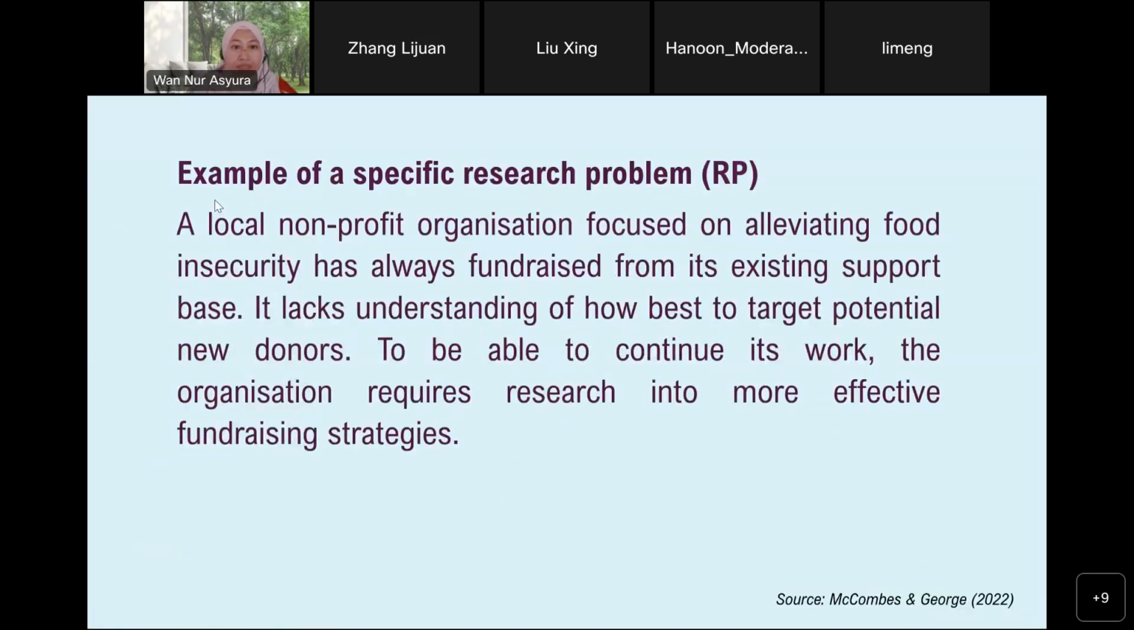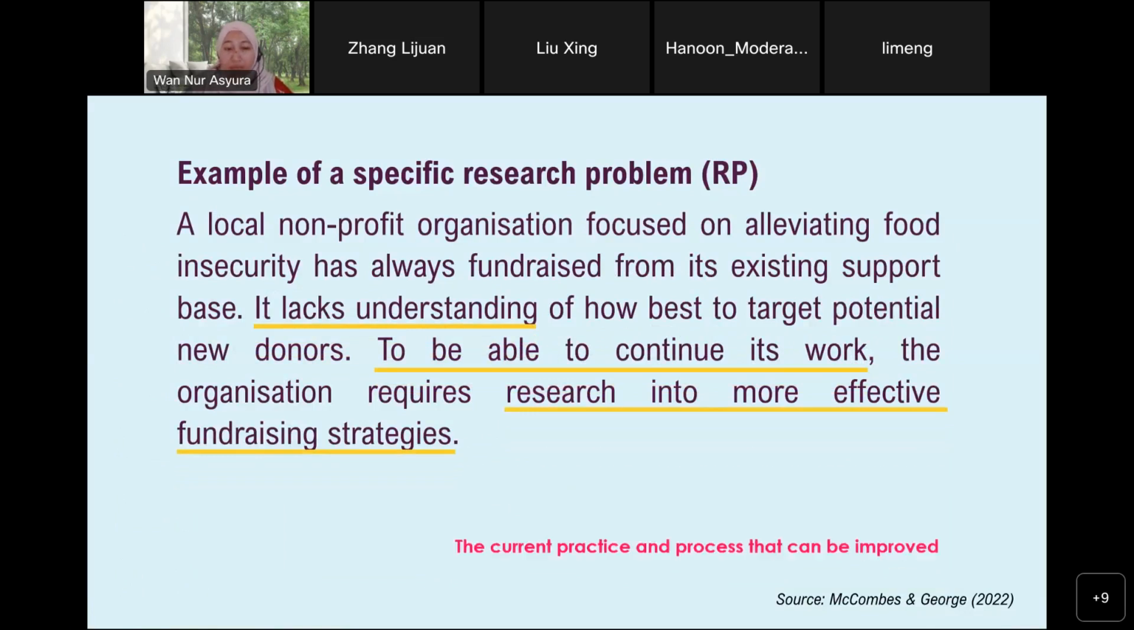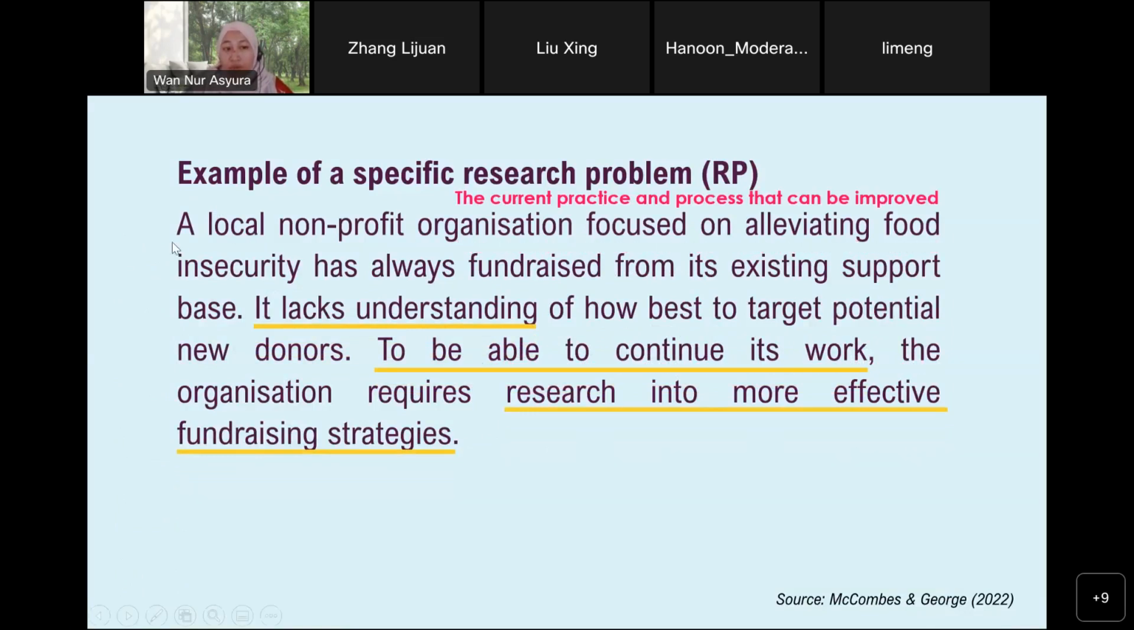Okay, it lacks understanding, to be able to continue its work in the third sentence, research into more effective fundraising strategies. So this is quite an important phrase. What are these elements? Okay, so the first sentence starts with the current practice or process that can be improved with regards to the problem that you are investigating.